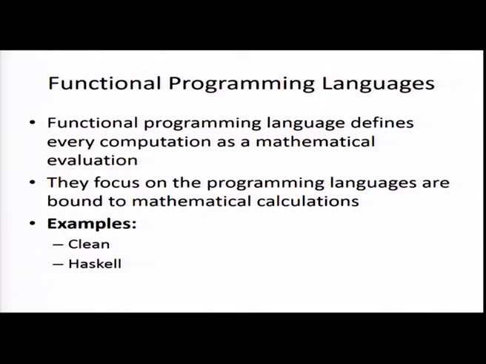Then we will see the functional programming languages. Functional programming languages define every computation as a mathematical evaluation. They focus on programming languages that are bound to have mathematical calculations. For example, the Clean and Haskell languages are examples of these functional programming languages.